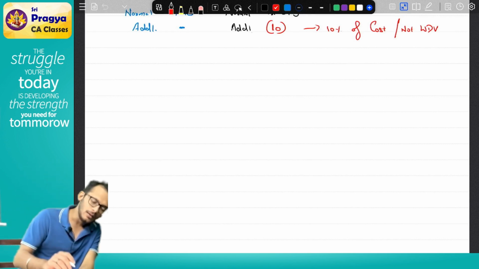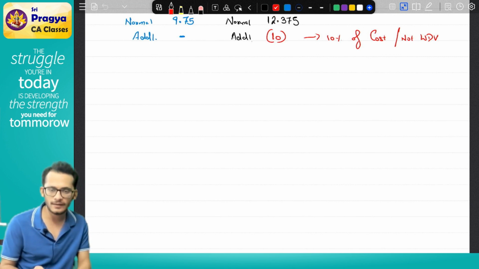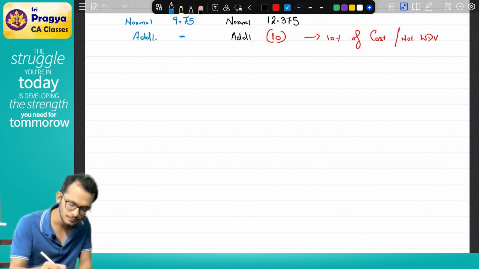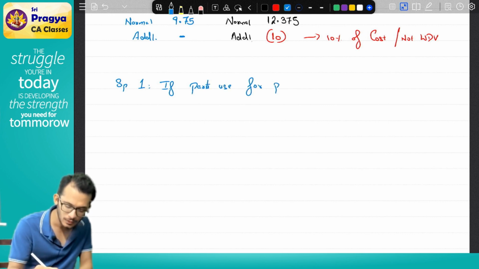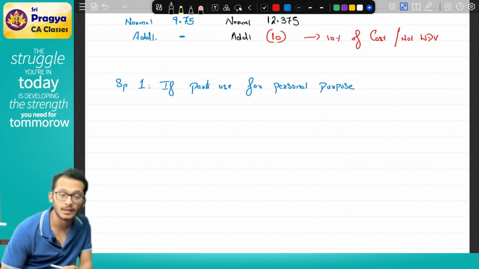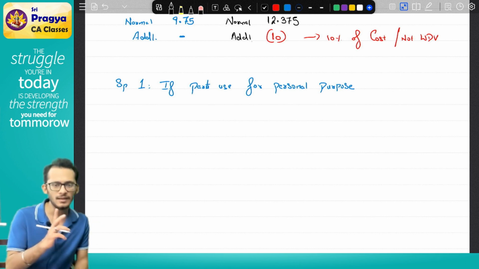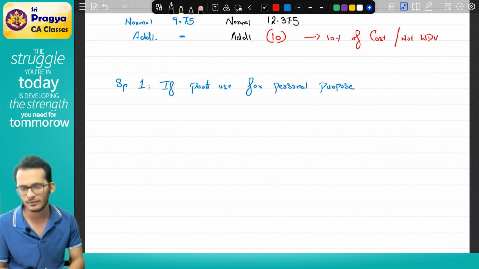Now, coming to depreciation, I have some special scenarios. Special scenario number 1: if part is used for personal purpose. Basically what is happening is I have an asset and I have made a decision that I will use this asset 50% for business and 50% for personal.